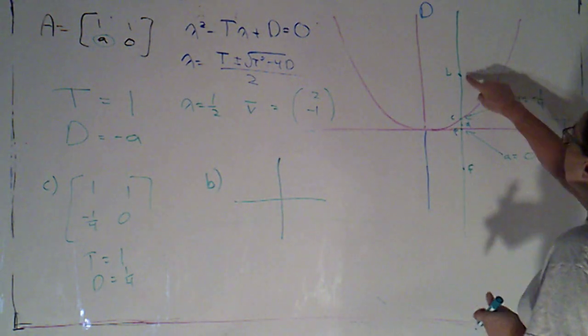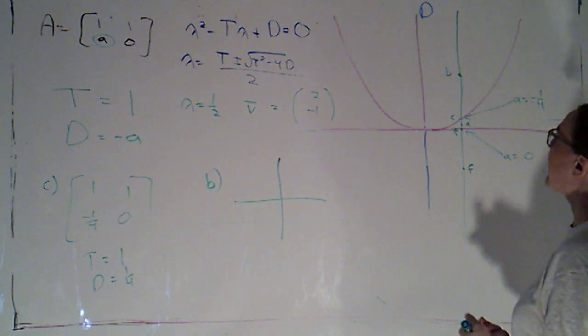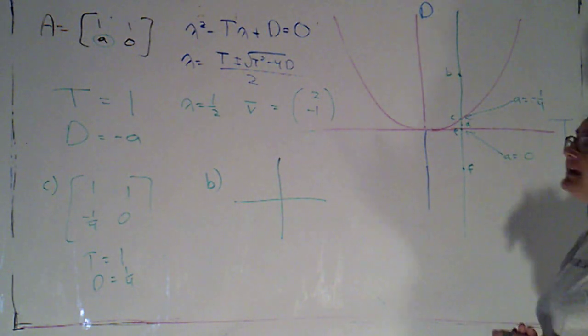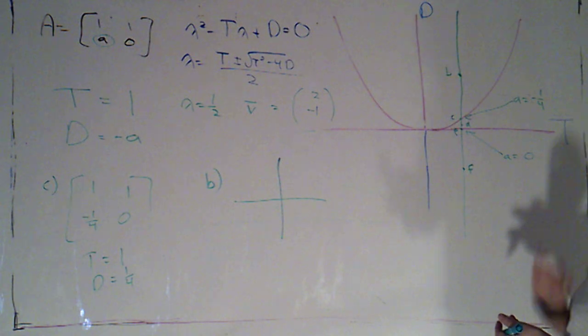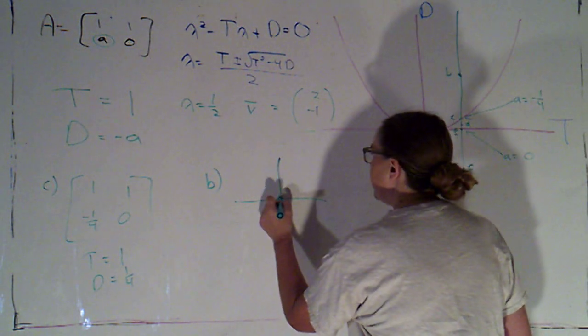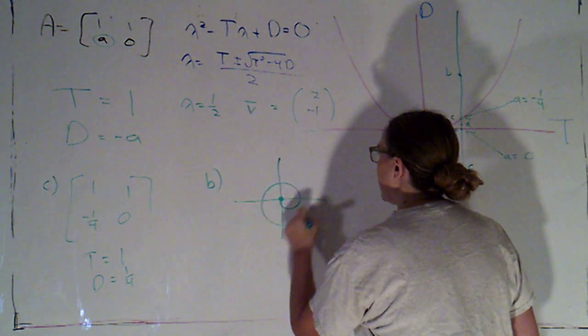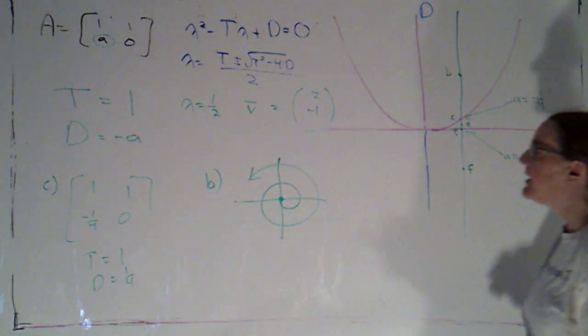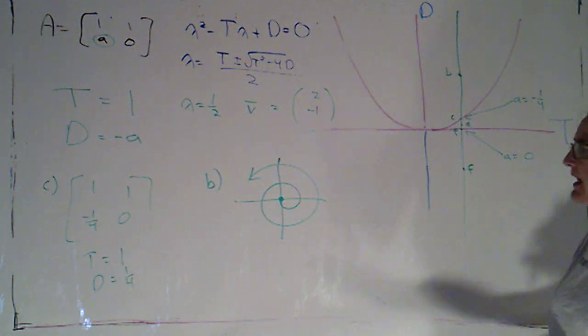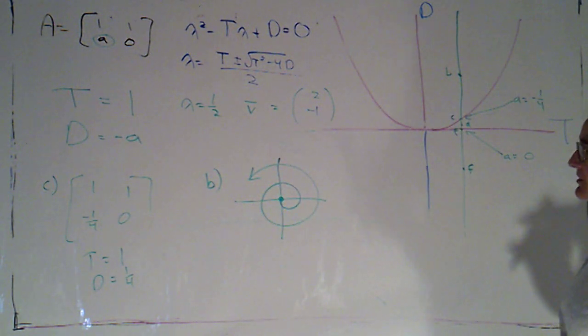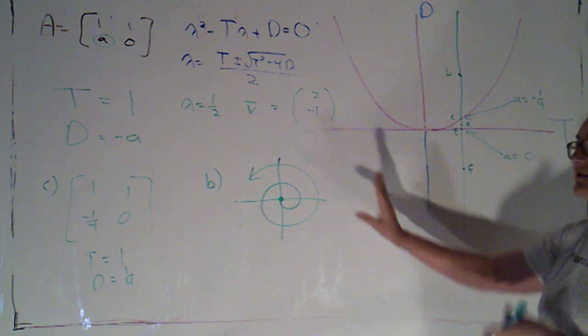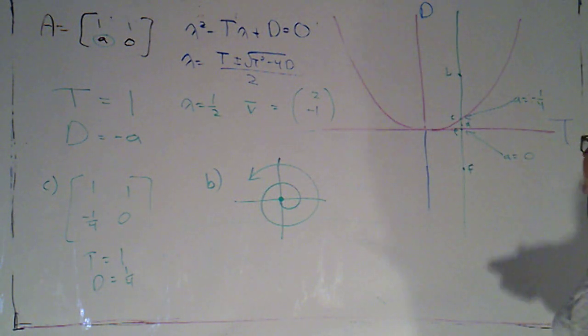Okay. So for B, we're up here in the region where we have complex eigenvalues, but our T is positive. That's going to be making the real part of our eigenvalues positive. So that would be a spiral source. If I chose a particular value of A, I'd know whether it was spiraling clockwise or counterclockwise.